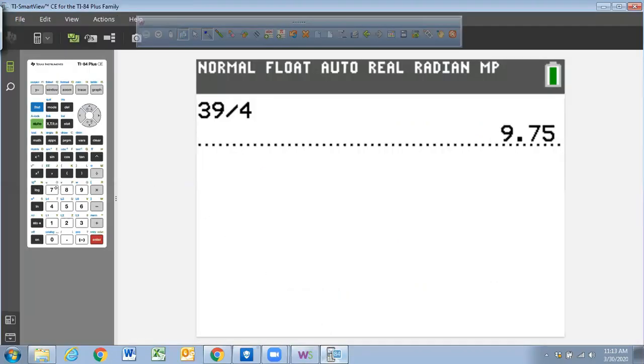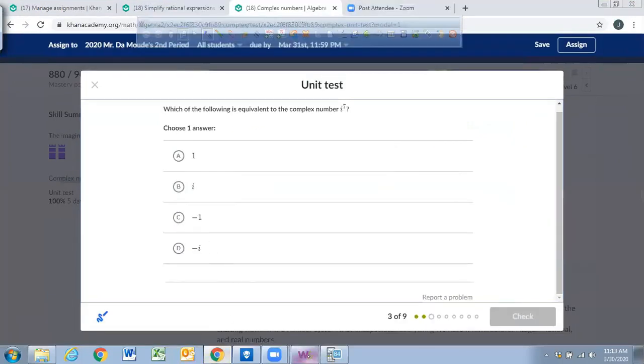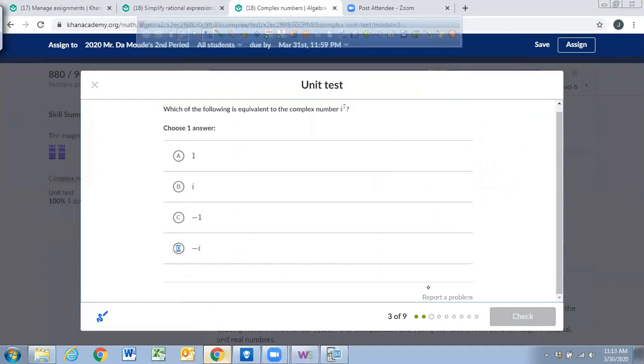7 divided by 4. What is 7 divided by 4? 1.75. It still has the same remainder, which allows us to easily say our answer for this one is going to be -I. So I to the power of 7 is -I.